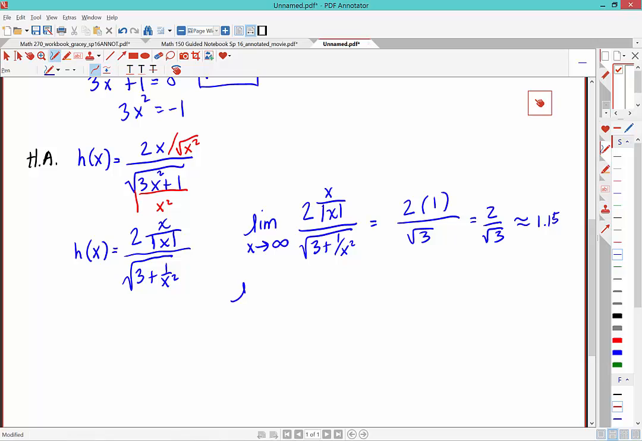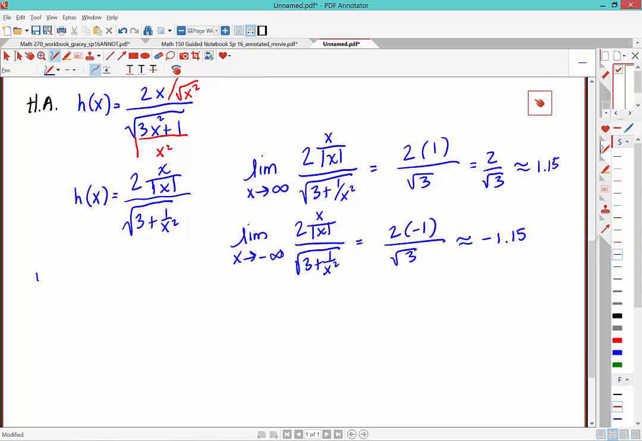And then now the limit as x approaches negative infinity of this is going to end up being equal to 2 times negative 1, because you plug in a negative x value, you get a negative in the numerator and a positive in the denominator. So that simplifies to negative 1 over root 3, approximately negative 1.15. So our horizontal asymptotes are at y equal to plus or minus 2 over root 3.